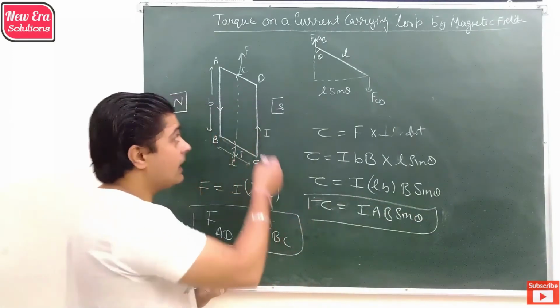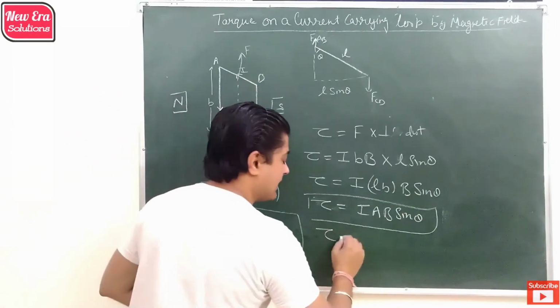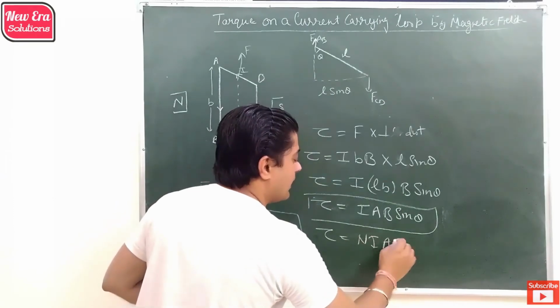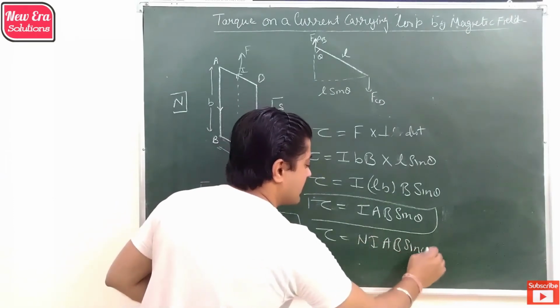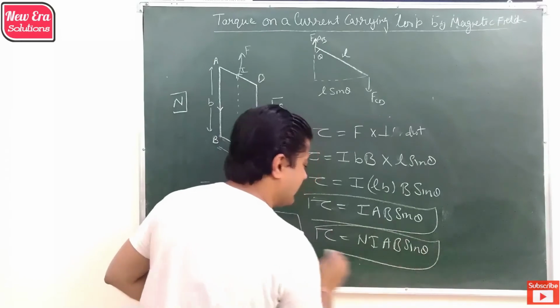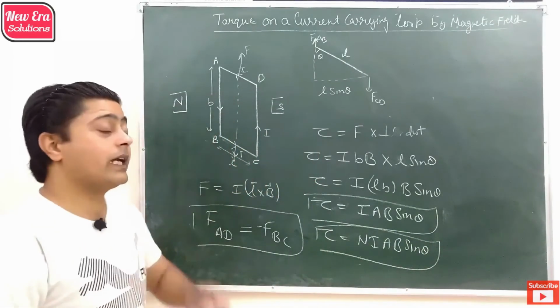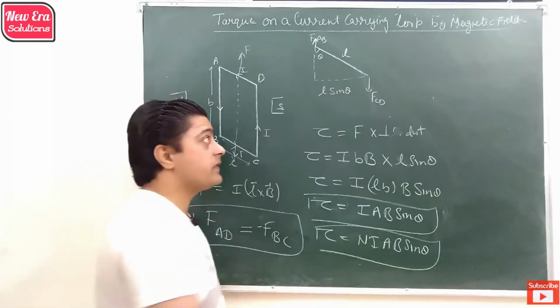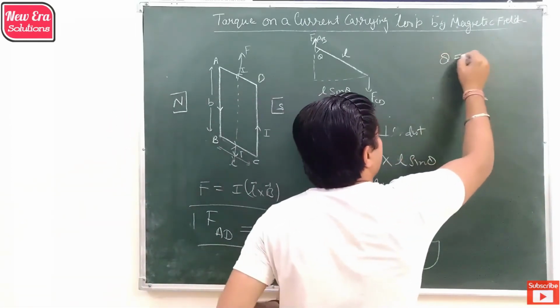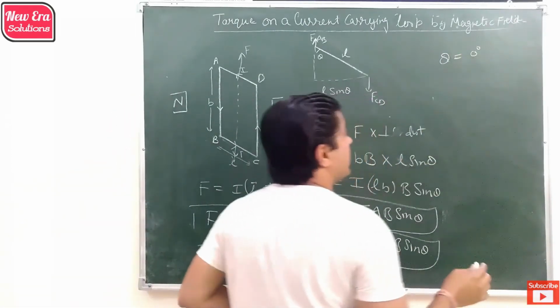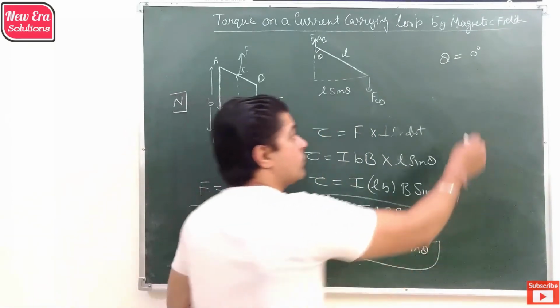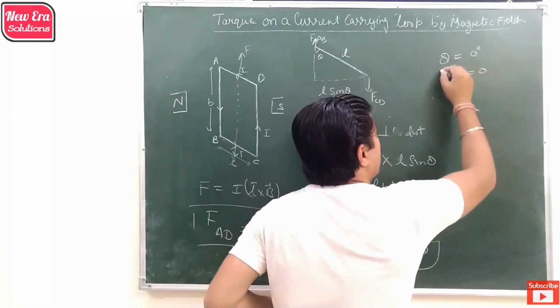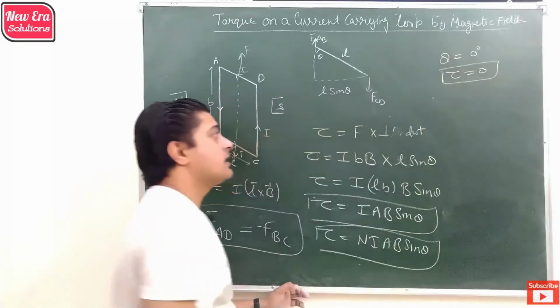So if there are n such loops, then the torque is equal to NIAB sine theta. So this is the magnitude of torque experienced by a rectangular loop placed in a magnetic field. And if theta, which is the angle between the magnetic field and the area vector of the loop, is 0, then the total torque experienced by the loop is 0.